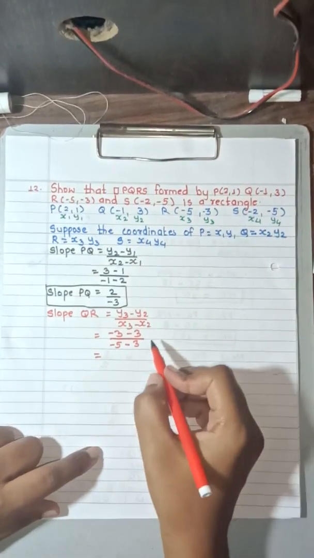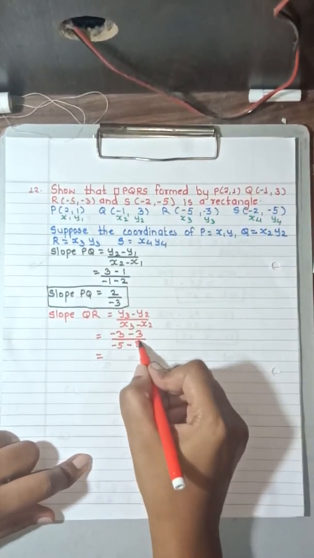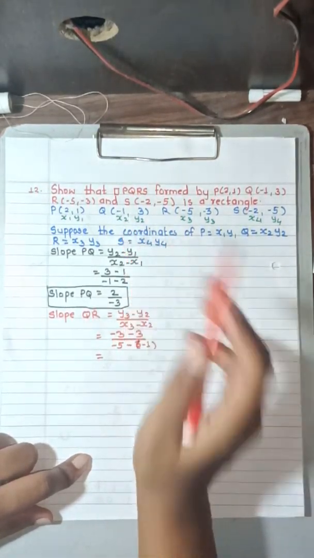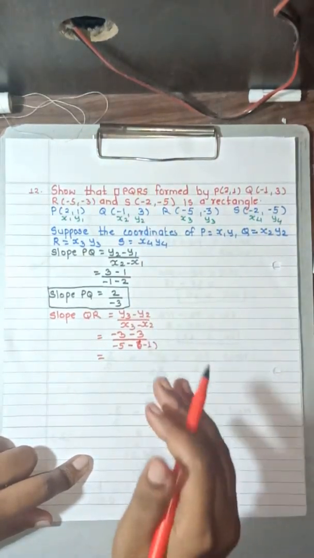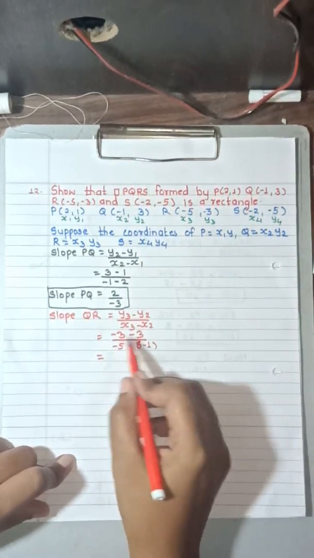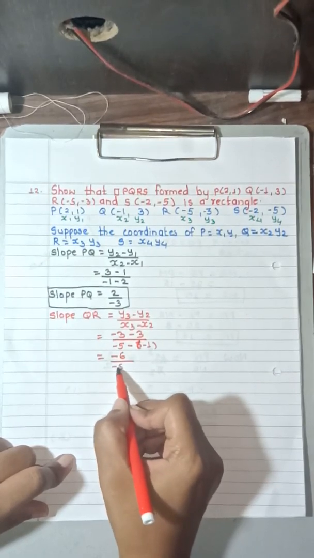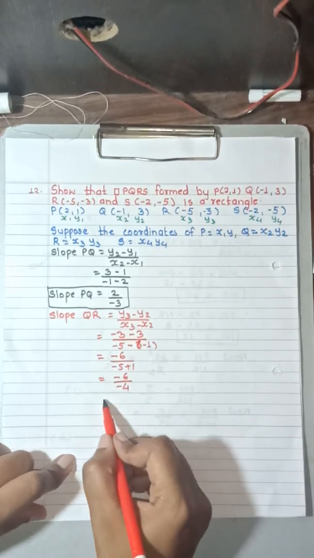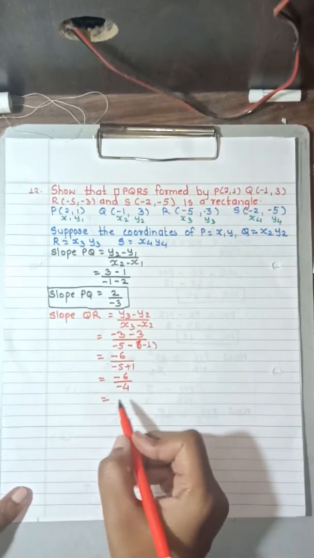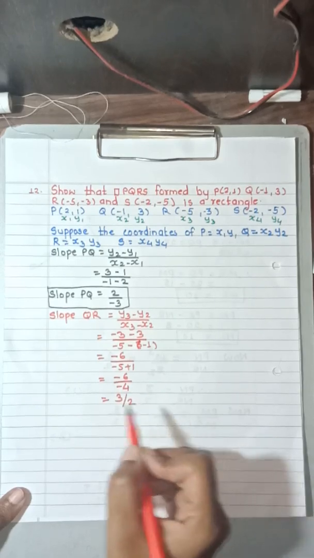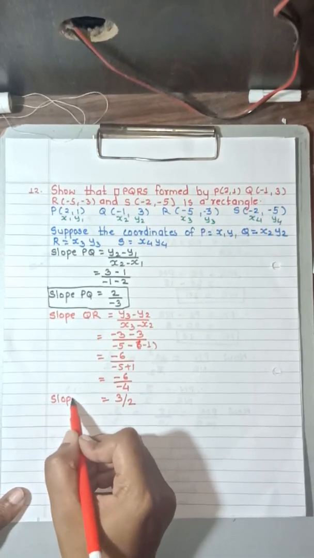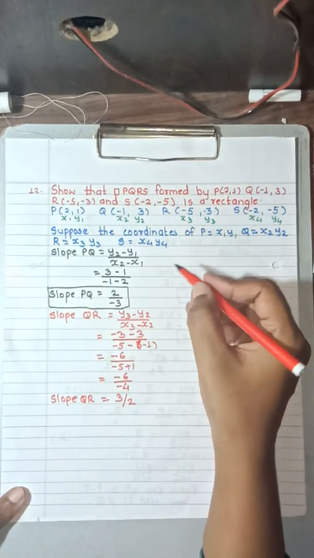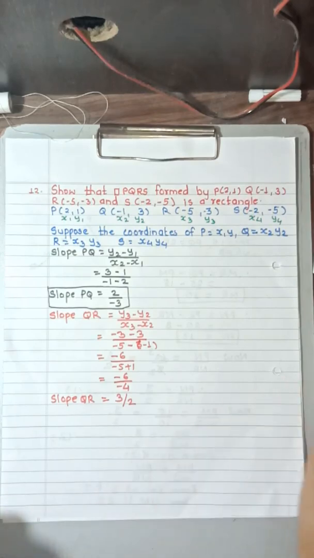Okay, so here it's minus 1, children. Value of x2 is minus 1. I wrote here value of y2, that only I got confused. Okay, so here it is minus 6 upon minus 5 plus 1. This will be minus 6 upon minus 4. So this will be plus 3 upon 2. So slope QR is equal to 3 upon 2. Okay, now we'll find out slope RS.